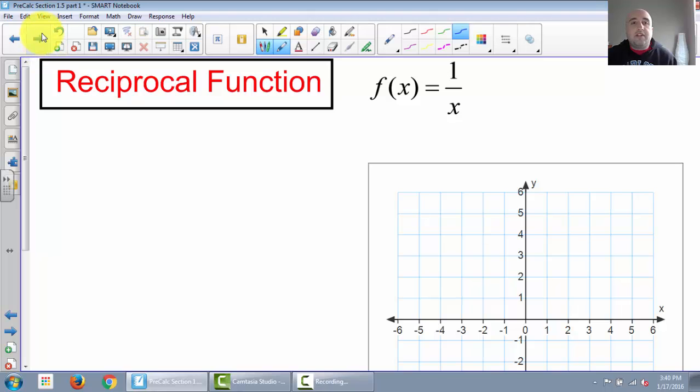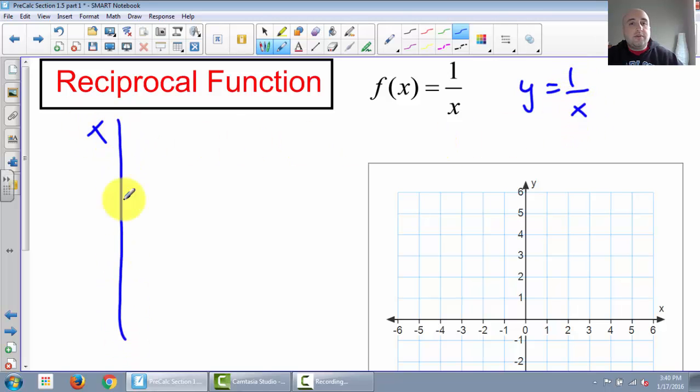All right, I believe we have 2 more left. This one is called the reciprocal function. This one is y equals 1 over x. This one's going to take us a little bit more work to get. So let's see here. So negative 2, negative 1, 0, 1, and 2.